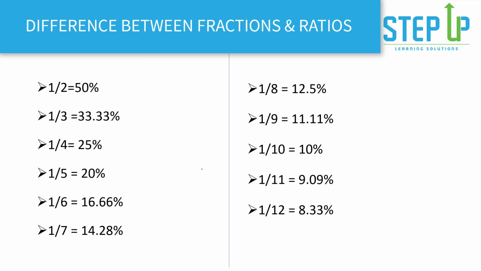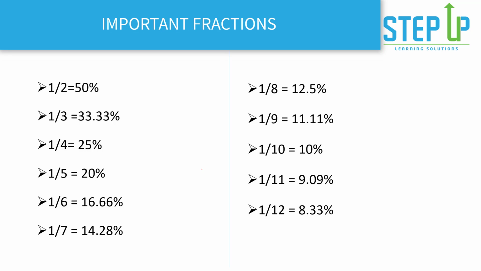So now let's move to the crux of this video, which is really these terms. Now 1 by 2 is 50%, 1 by 3 is 33.33%. I think some of these terms we would know. What we may want to focus on here is a few more terms like 16.66, 14.28, 9.09, 8.33. And if we want to save a considerable amount of time in the exam, we should learn these.